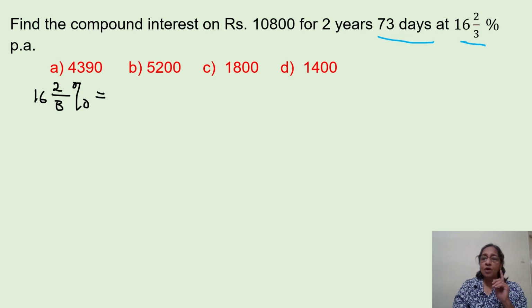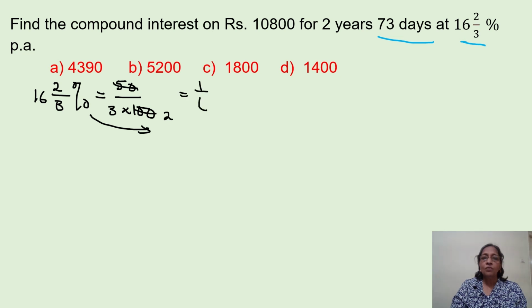Okay, now again I'm showing you those who do not remember. 16 threes are 48 and 250 upon 3 into 100. Why this 100 comes is because of this percentage. This is 1 upon 6. Okay, so let's take the tree method now. 10800, first year, second year, and we have to take the third year also.